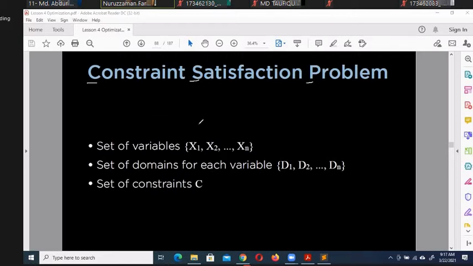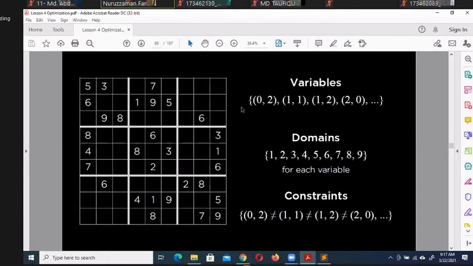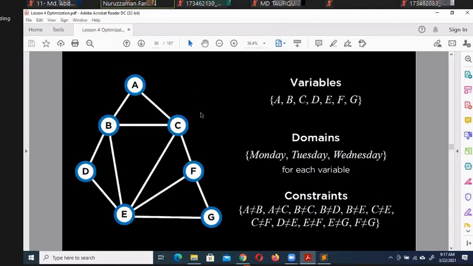So what do we have in a constraint satisfaction problem? First things first, we have a set of variables. Then we have a set of domains for each variable. Then we have the constraints. So we have three parameters to deal with a constraint satisfaction problem. I don't want to explain it in pseudocode. It makes things complicated. But let's understand our example, what problem we face.